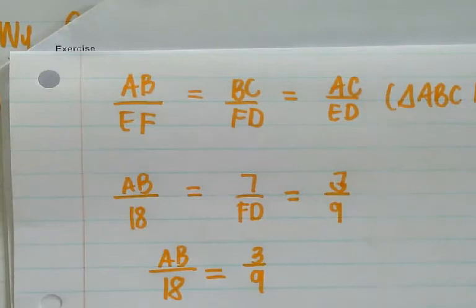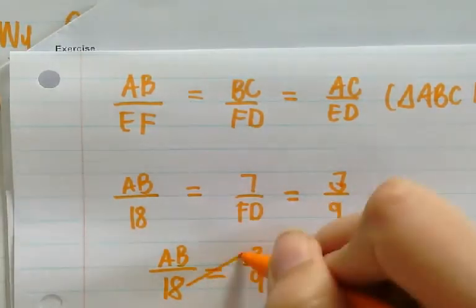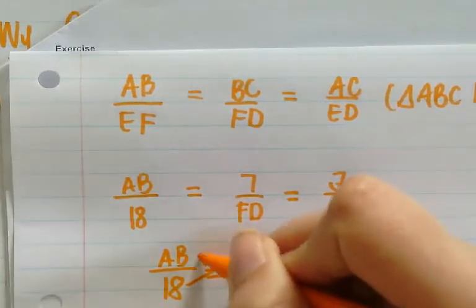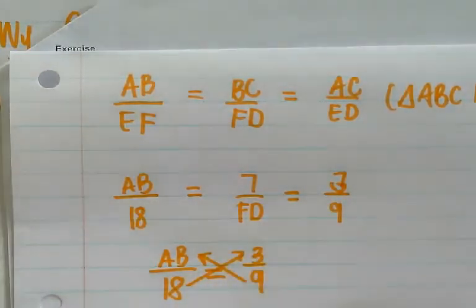Okay, should definitely be done by now. Cross multiplying. 18 times 3. Hands up, not shouting, please. I just said hands up, not shouting, please. Okay, 54. 9 times AB. Yes, Keenan? 9AB.